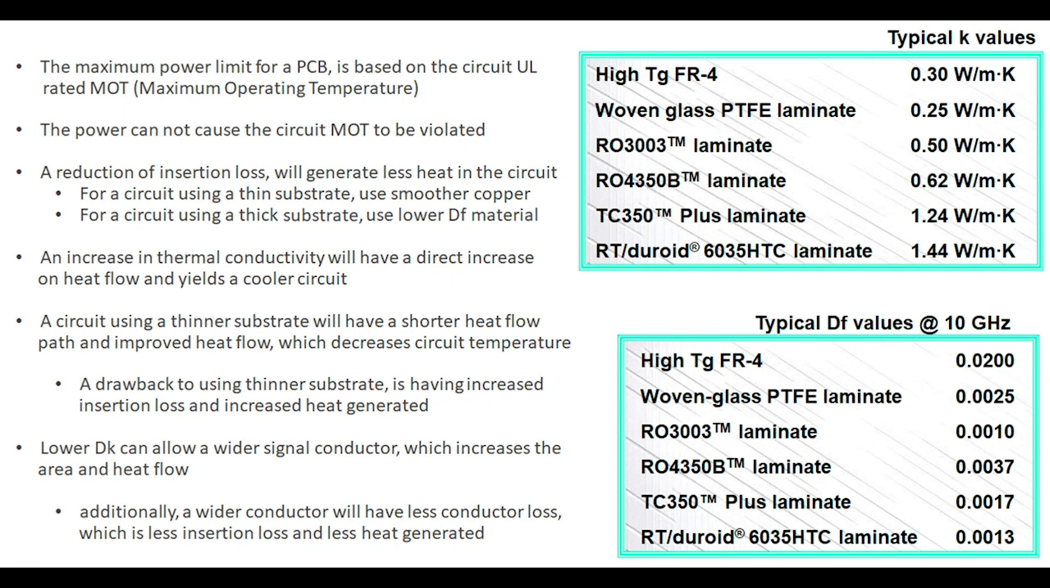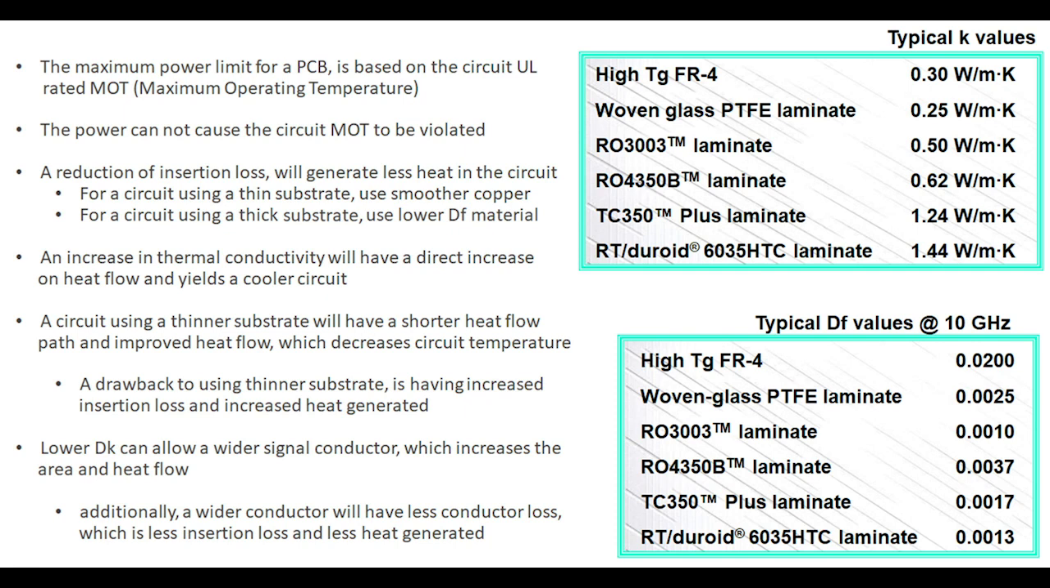And one way to do that is reducing the insertion loss, because a reduction of insertion loss is a reduction in heat generated. And if your circuit is using a thin substrate, then using a smoother copper can help to reduce the insertion loss. If the circuit's using a thick substrate, then you may want to look at a different material with a lower dissipation factor. And then also an increase in thermal conductivity, which is K in the formula, has a direct impact on heat flow. So increase in thermal conductivity means increase in heat flow, and that means the circuit remains cooler. And I do have some examples here off to the right that show the thermal conductivity of different materials used in the industry.